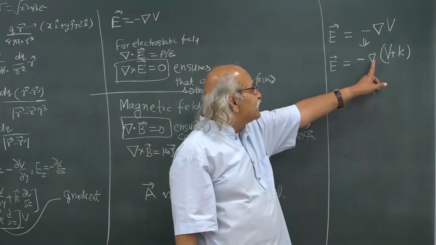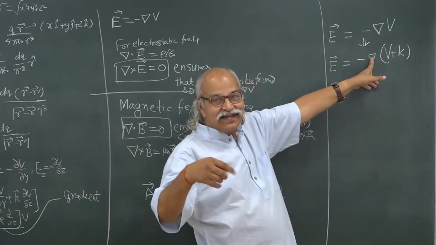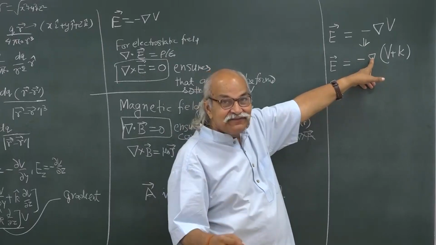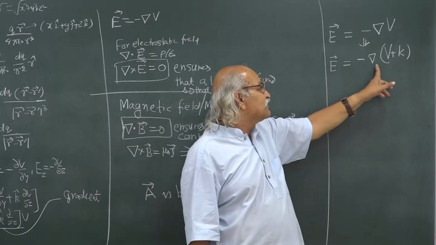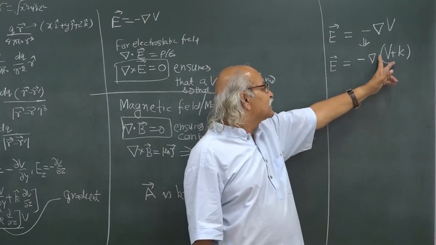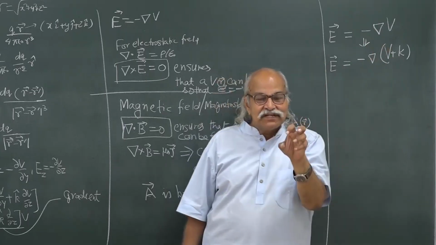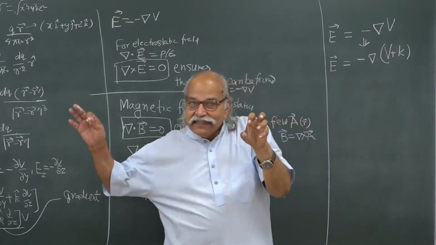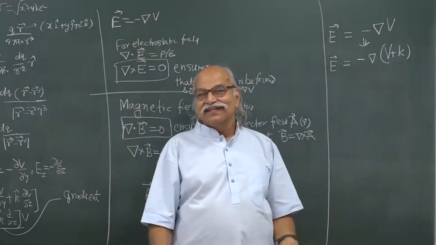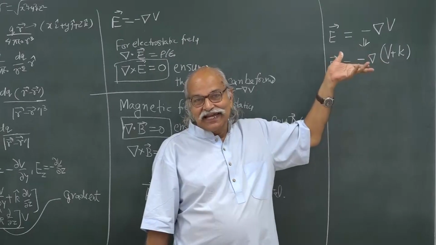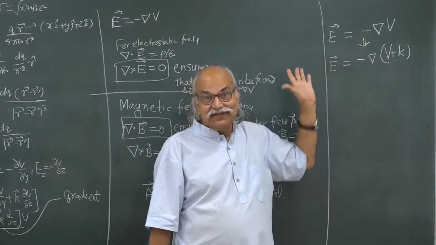Because when you are taking the gradient, you are doing del x, del y, del z. You are differentiating with respect to x, y, z, and constant differentiation gives you 0, and therefore this is the same as this. So, if you get one potential function, you can add any constant to that and you get different functions, and each one can be a valid potential for that electric field.